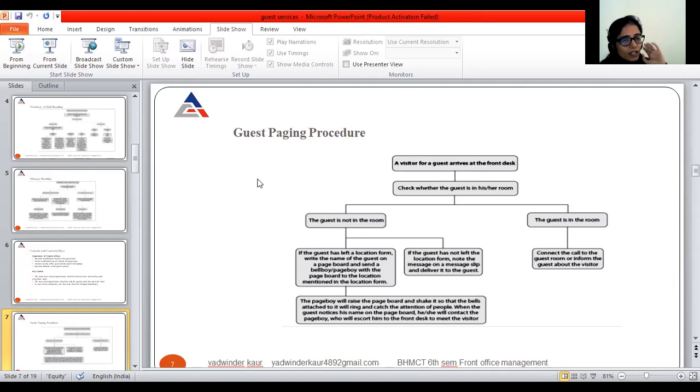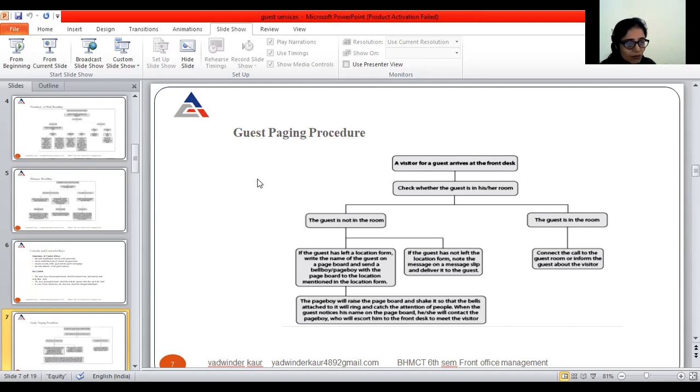If the guest has not left the location form, note the message on a message slip and deliver it to the guest. So when the guest has not left any location form, we have to write down a message on the slip and deliver it to the guest later on.